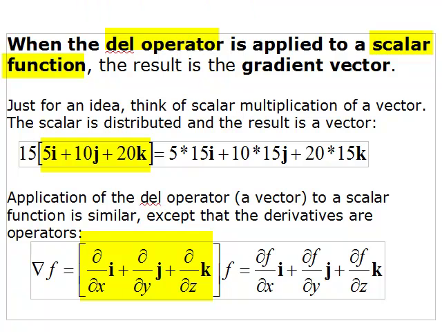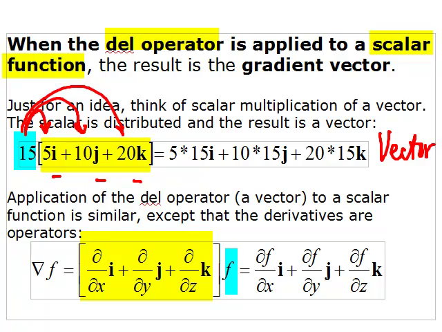Here is the scalar. In this case, the scalar is a scalar function. Now, to carry out this operation of scalar multiplication, the 15 multiplies the 5, it multiplies the 10, and it multiplies the 20, and the vector stays the same. The output is a vector. It's important to always get the output correct, whether it's a scalar or a vector. In this case, it is a vector.